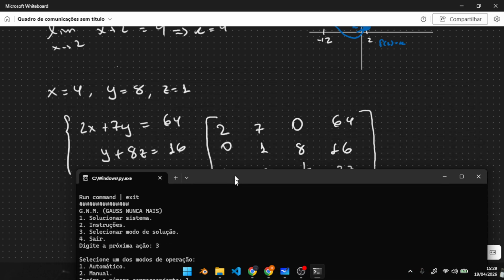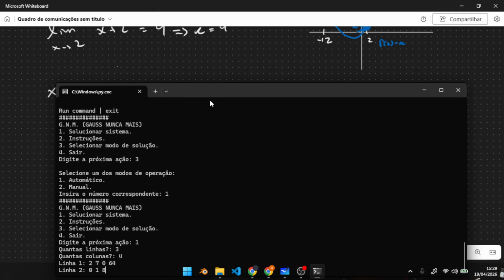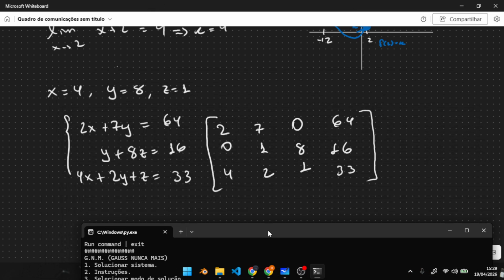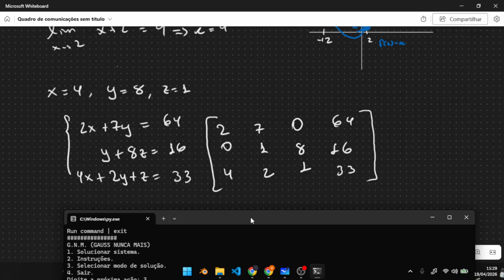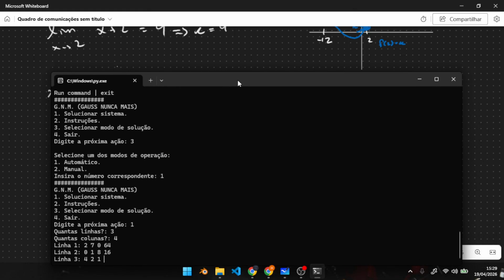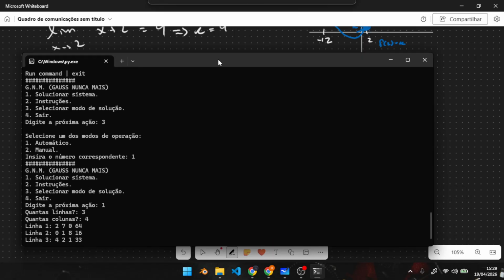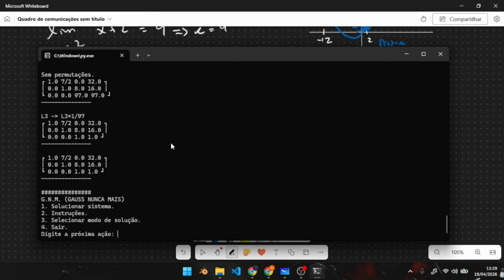With the 3 by 4 matrix, 2 7 0 64, 4 2 1, it always follows a specific algorithm, and sometimes it's kind of dumb, you know what I'm saying? It doesn't do the whole simplified version. It just gives you the minimum that you need to have so you can build the system and go from there. It's not really complicated to make it go all the way to the most simplified version of the matrix.